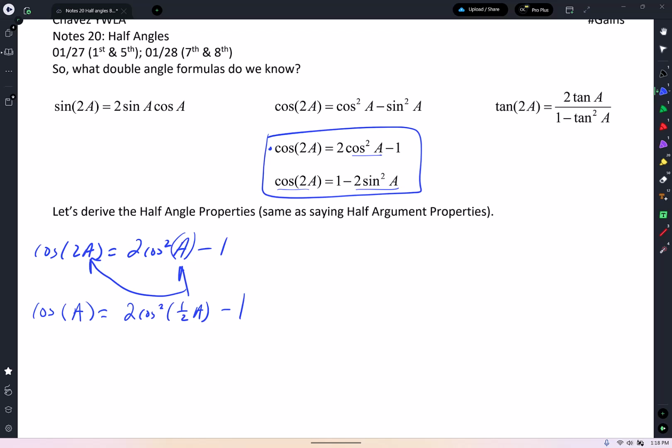Some of you are like, but that's still A. Maybe I should use a different letter like B, to signify it's a different angle. When I'm talking, this A is not this A. It's a hack. So let me write the word hack there.